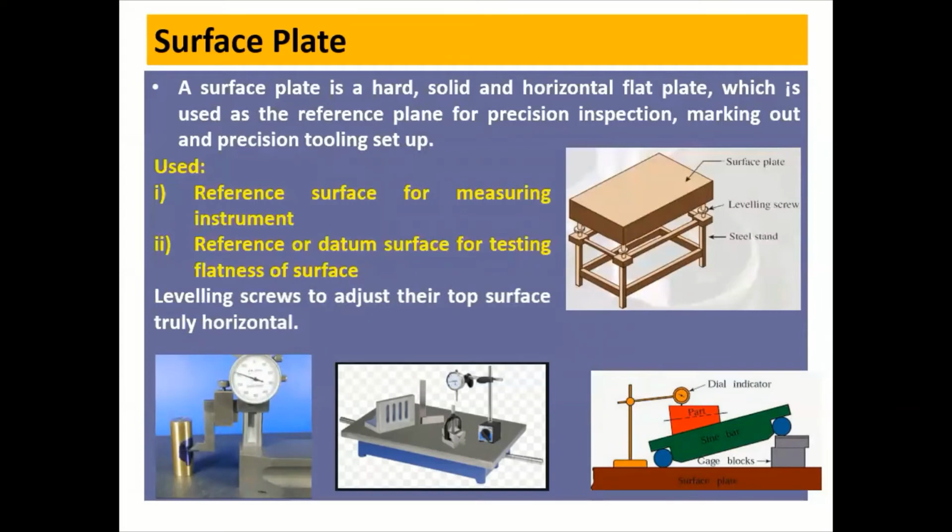Then you can see in this diagram there is a leveling screw. Basically, when large surface plates are provided, four leveling screws are used to adjust the top surface. For that reason, the leveling screw is provided. Otherwise, it is very difficult to level the top surface of heavy plates.